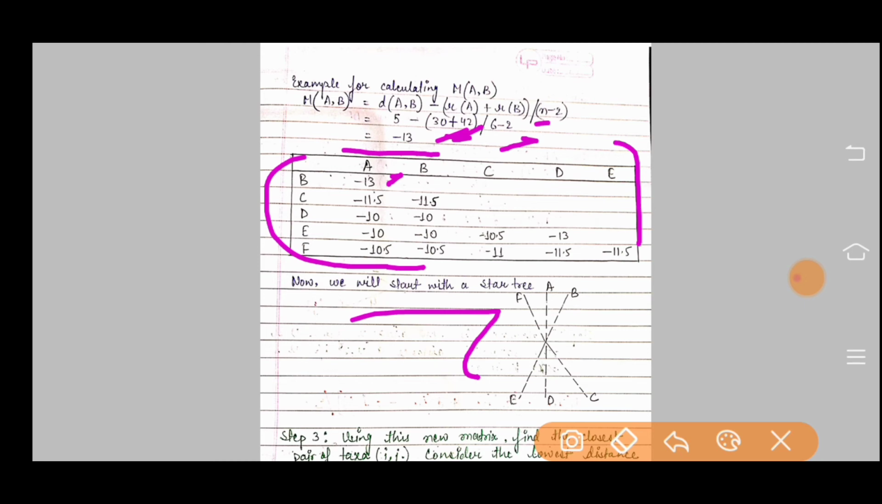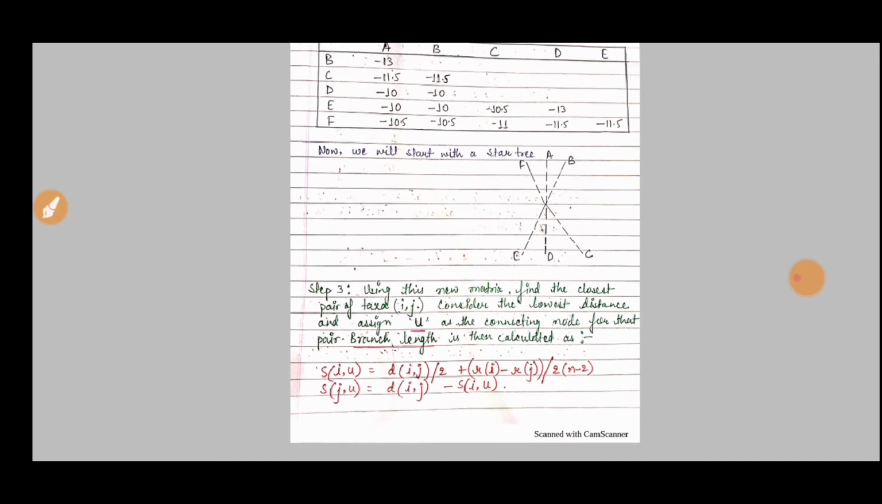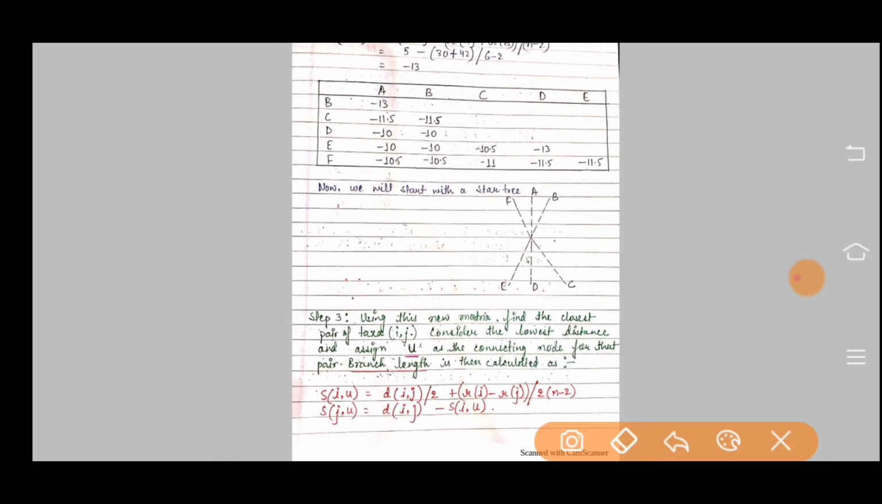Now we will start with a star tree where all the species are equidistant from a single parent node. You can see here that B, C, D, E, A and F are all equidistant from the single node. Now come to step 3, using this new matrix. This is our new matrix, and the first one was the parent matrix or first matrix. This box is our new matrix.